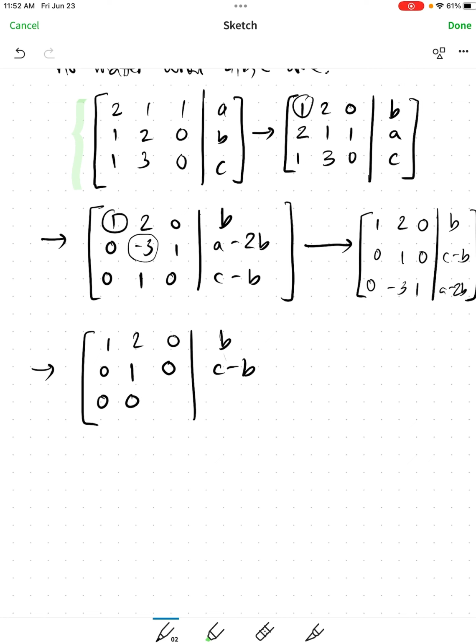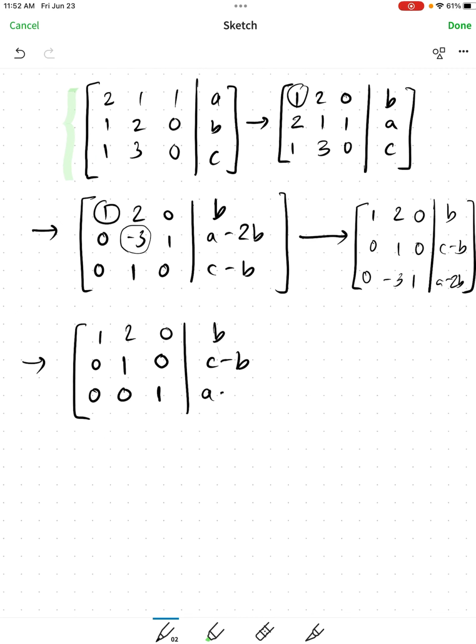So what am I going to get? Well, I think I'm still going to get a 1 here, and then I'm going to get a minus 2b plus 3 times c minus b, which you can simplify. But to answer this question, now that we're here, what can we conclude? This system does have a solution, right?